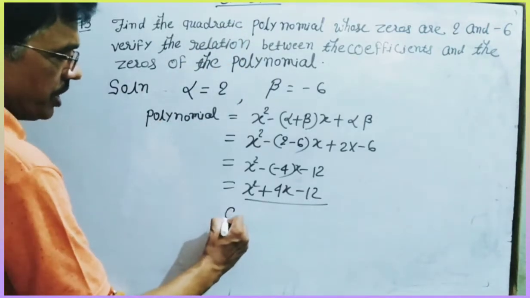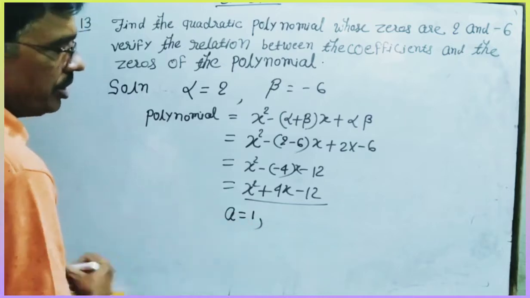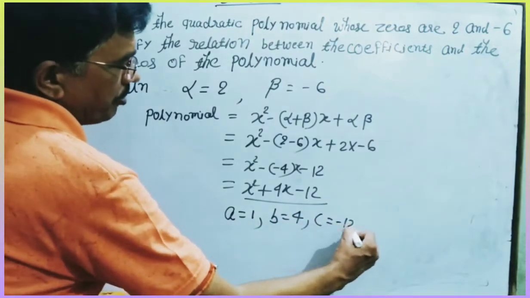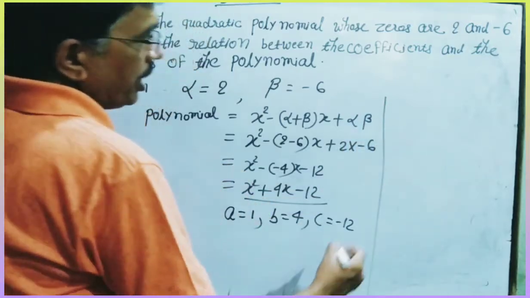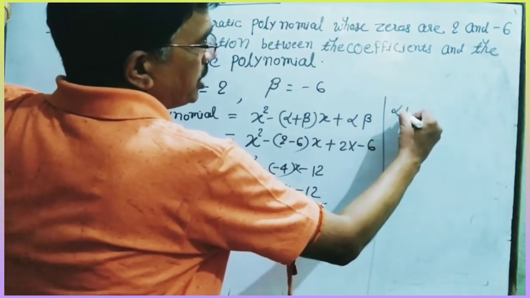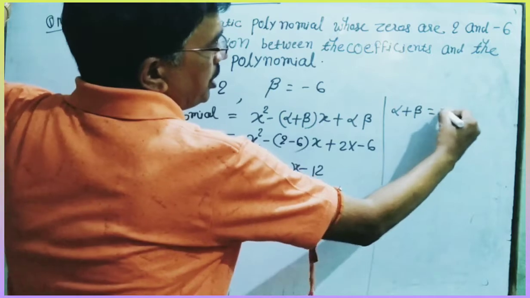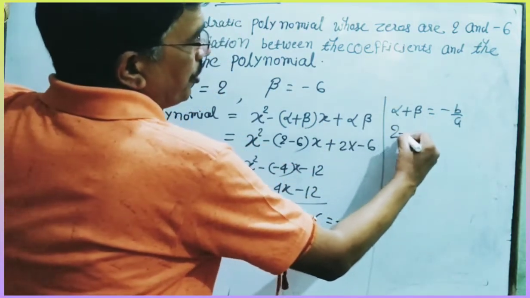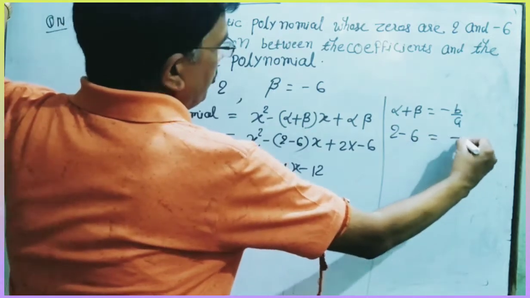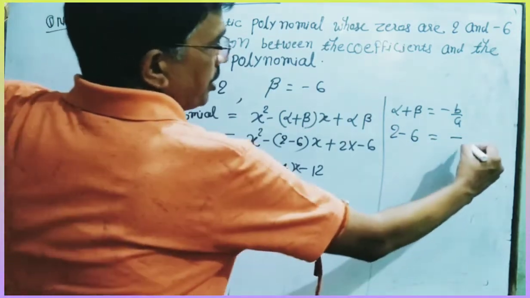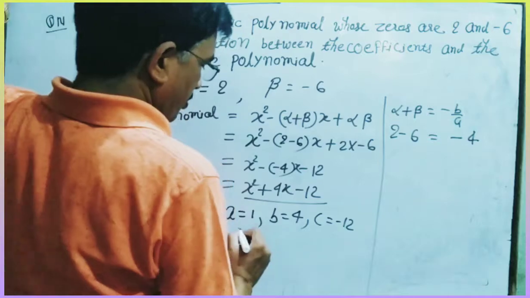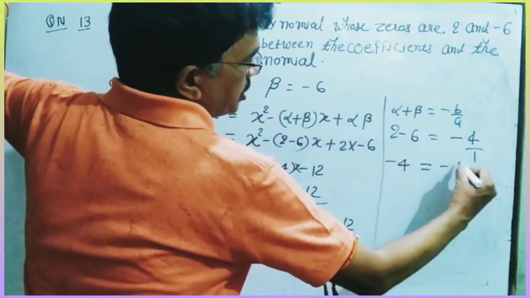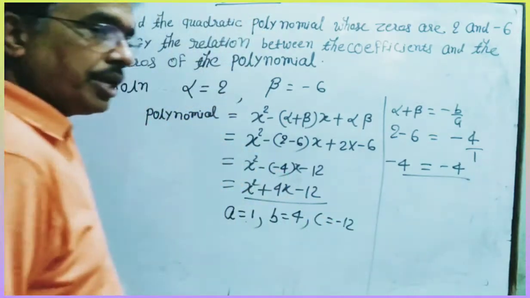So what are the coefficients? Coefficient a is equal to 1, b is equal to 4, c is equal to minus 12. So find the relation. What is the relation? Alpha plus beta is equal to minus b by a. Alpha is 2 plus minus 6 is equal to minus b, 4, by a, 1. That is minus 4 is equal to minus 4. This verifies the relation.